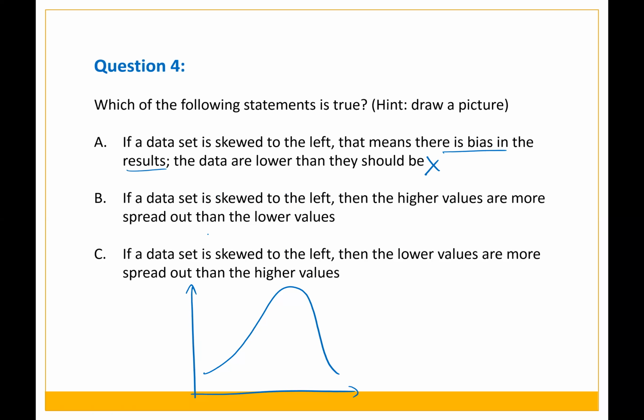Now looking at B, if the data set is skewed to the left, then the higher values are more spread out than the lower values. So this is the higher values, and this is the lower values. You can clearly see that all the higher values are very accumulated compared with the lower values. So this is also wrong. The high values have a very high frequency, so they are actually very dense together. So the lower values are actually more spread out than the higher values. So the answer is C. Again, I would say the hint is very helpful when you draw the graph, and of course it's only when you draw the right graph.